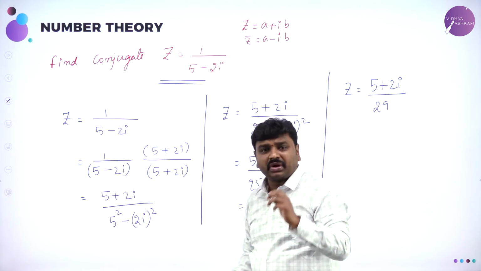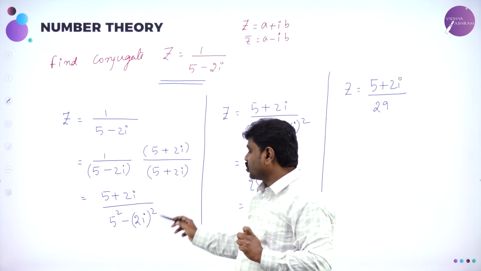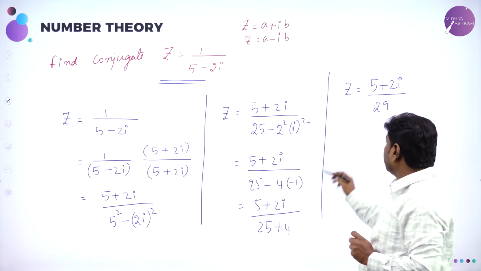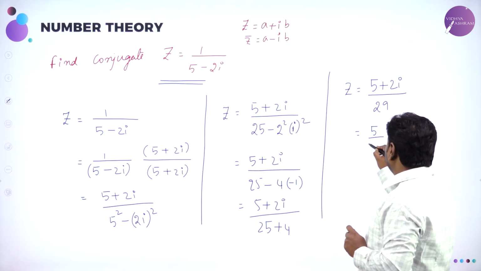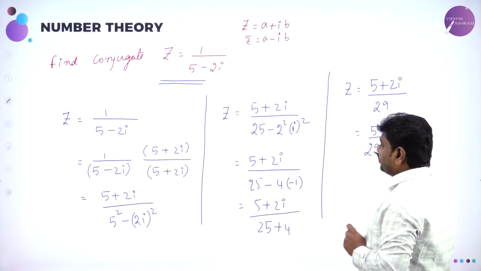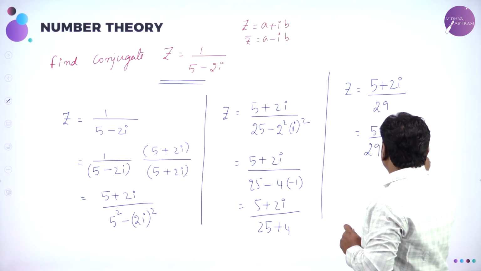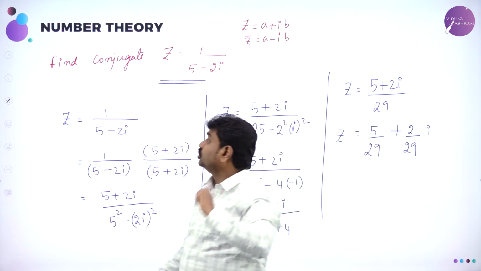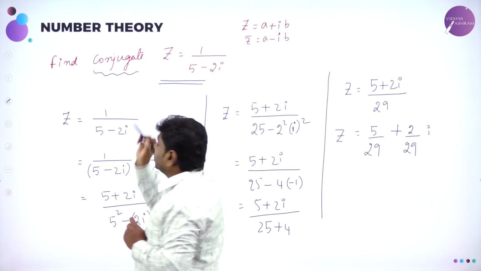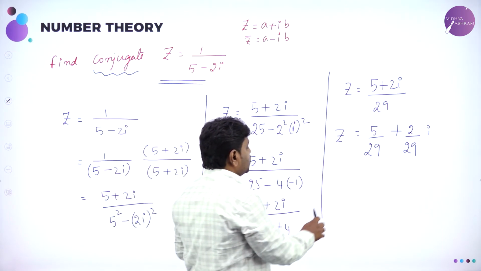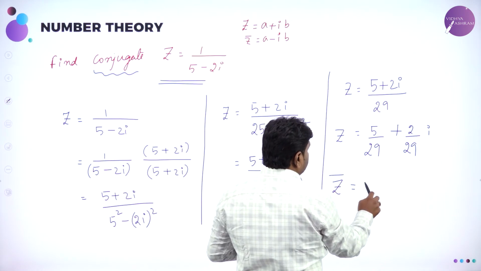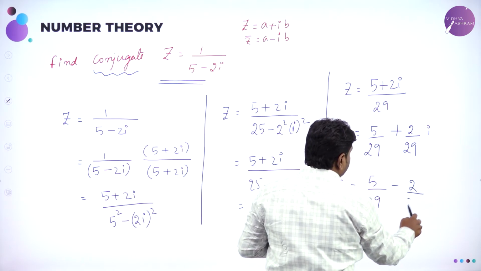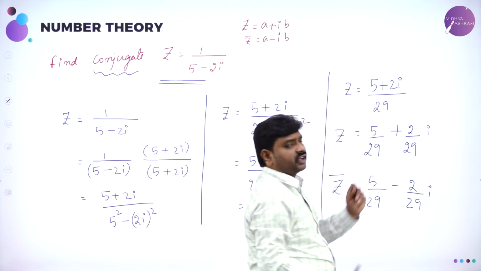(a plus b) into (a minus b) is what? a square minus b square. That will become 5 square minus (2i) the whole square. 5 square is 25, 2 square is 4, i square is minus 1. So it will become 29. Further I can write it as 5 by 29 plus 2 by 29 i. Now I got z. They are not interested in z, they want the conjugate. Conjugate means what? z bar. How to find z bar? z bar means conjugate of this. What is the conjugate of this? 5 by 29 minus 2 by 29 i. Conjugate means what? Change the sign of i.